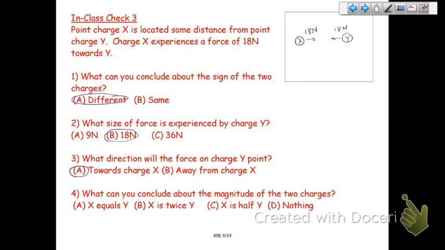And then what can you conclude about the magnitude of the two charges? So I should have given out the clickers and I didn't. The two obvious choices are they're equal, and the other extreme, which is you can't tell anything.